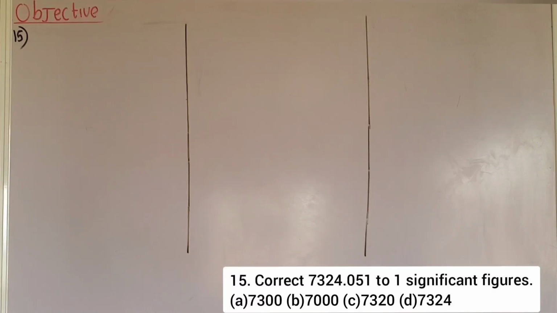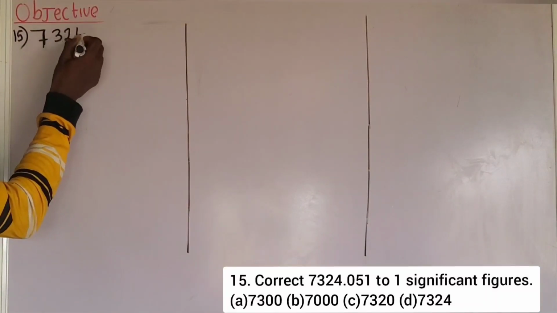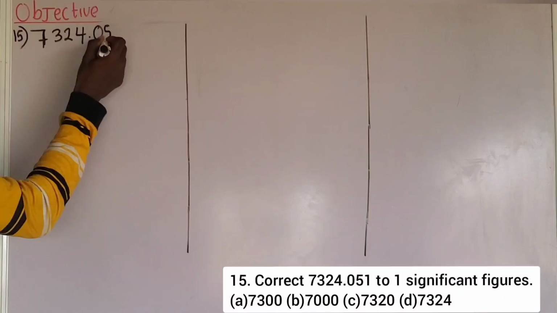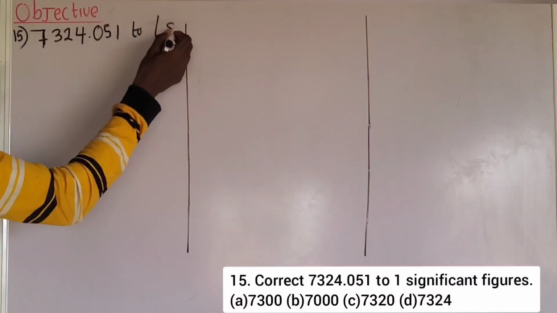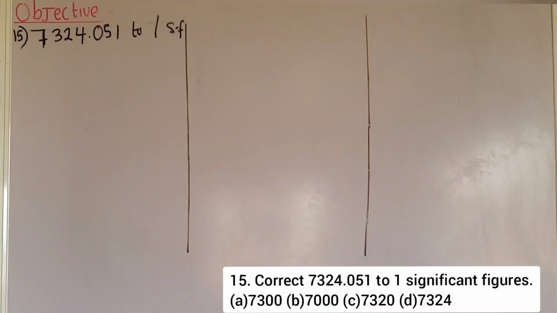Correct 7,324.051 to one significant figure. Okay? How do we change this to one significant figure? Before you can solve this question, you have to understand what is meant by significant figure.